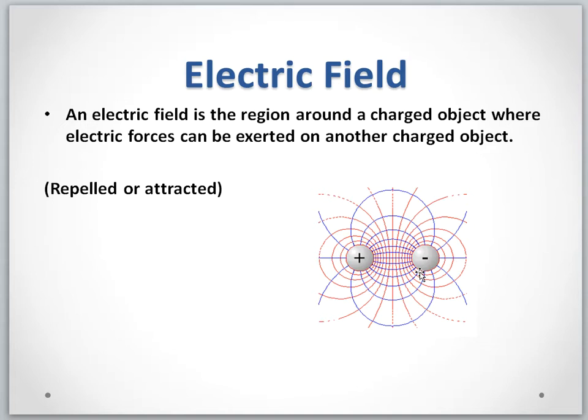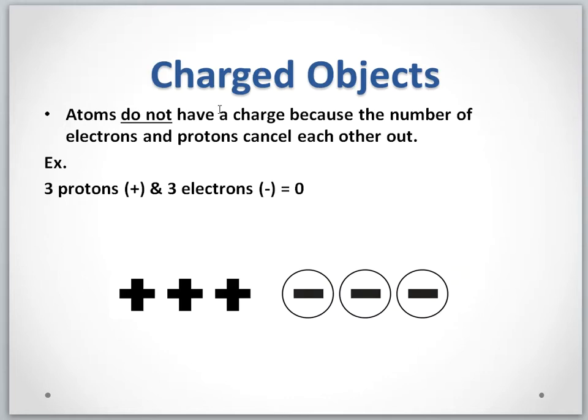And so those field lines have direction based on the flow of charge. And again, those are some issues that you would pick up in physics, but for our purposes, just know that electric charges have a field around them. Now, atoms do not have a charge because the number of electrons and protons cancel each other out. That's under a typical scenario. So remember that the number of protons determines the atom, and the number of electrons will equal the number of protons in just a normally non-charged atom.